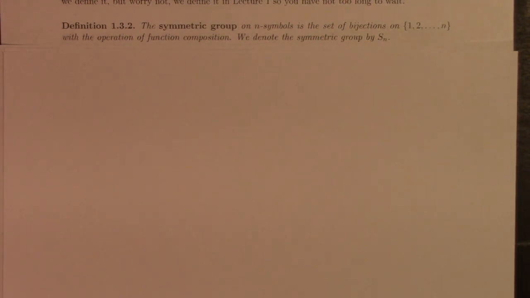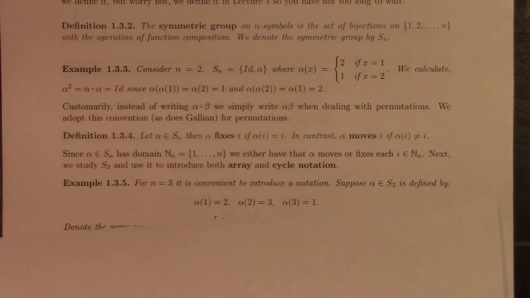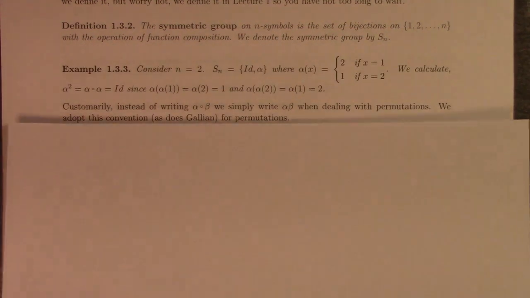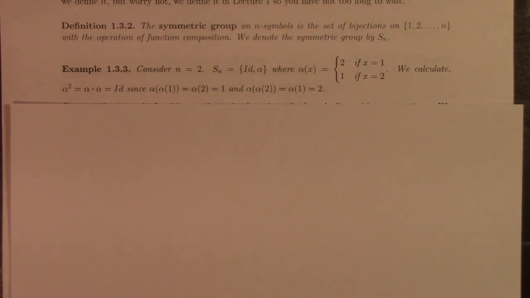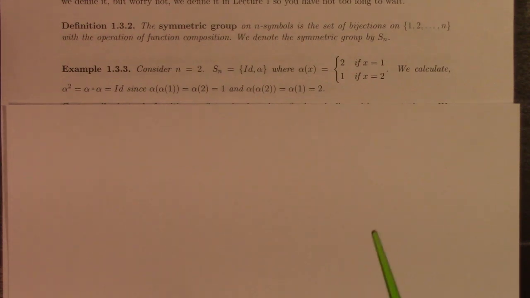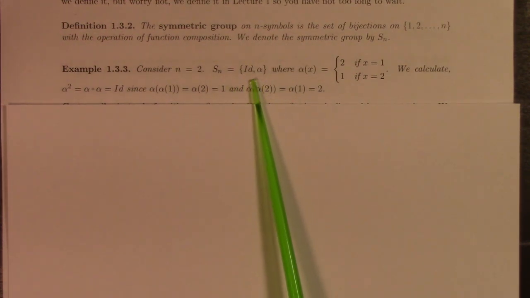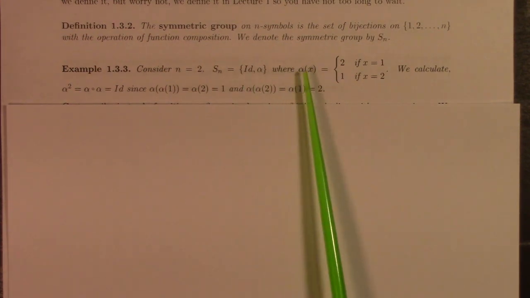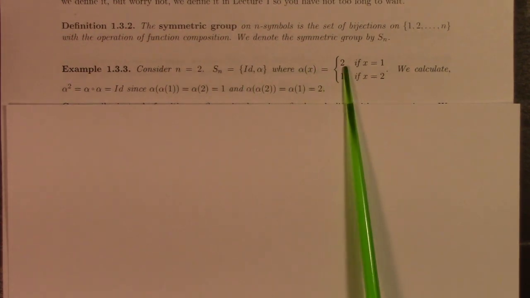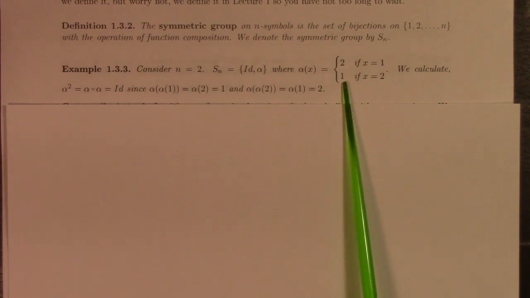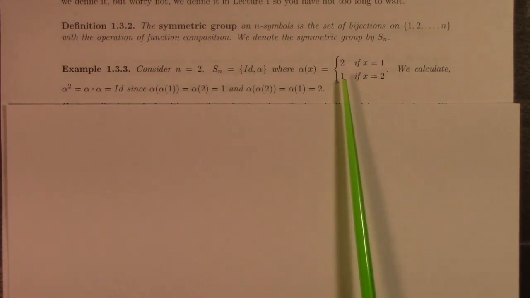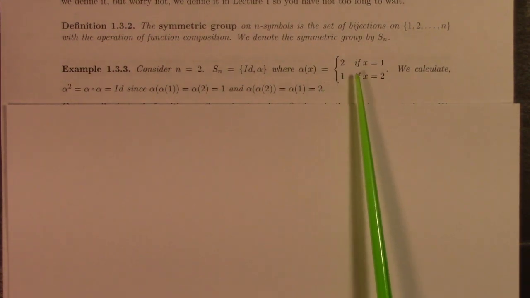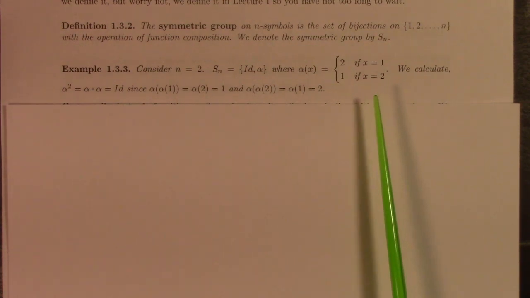Okay, so let's just get into it then. Here's a relatively simple example. n equals 2. There are just two things in the symmetric group on two symbols. There's the identity map and there's alpha, where alpha of x is equal to 2 if x is equal to 1, or it's equal to 1 if x is equal to 2. So this permutation sends 1 to 2 and it sends 2 to 1.